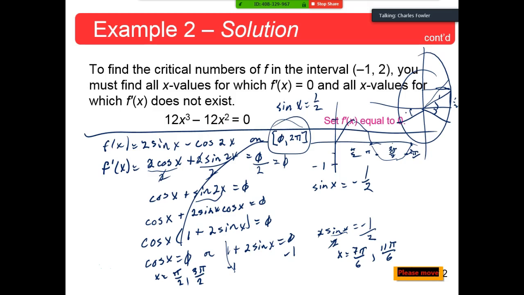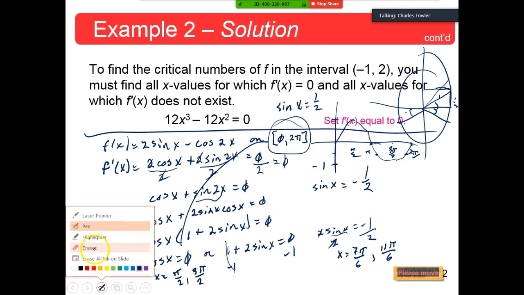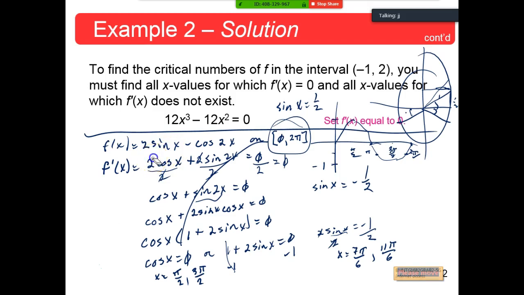What's the next thing we consider? Where the first derivative, what's the second thing we consider? Where it doesn't exist. Now, here's your first derivative again. I'm erasing things so you can see it. Forget about setting it equal to 0. We've already done that. There's your first derivative. Is there any place where that doesn't exist?